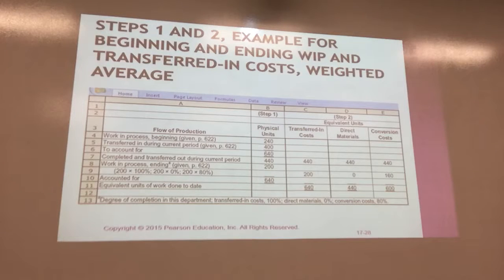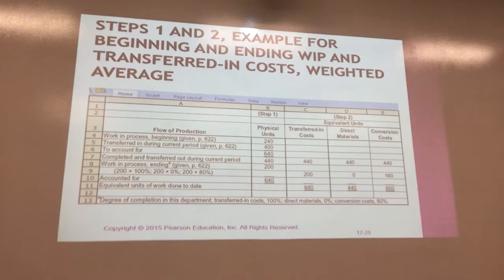So now we're going to go over an example of the transferred in costs. We have 240 units in beginning inventory. We transferred in 400 during the period, so we have to account for 640. We have completed and transferred out 440. So what's left in? 200. You take that 640 minus 200, no, I'm sorry, 640 minus 440 gives me 200.